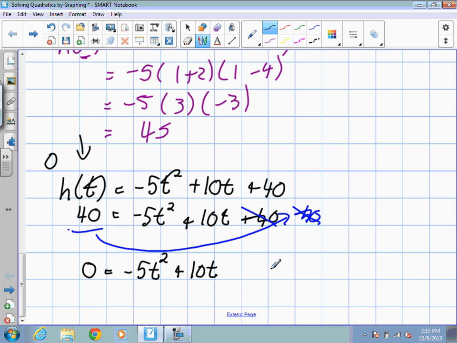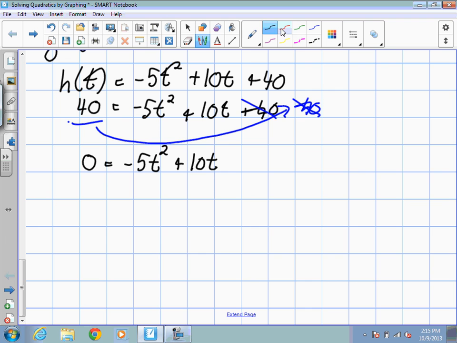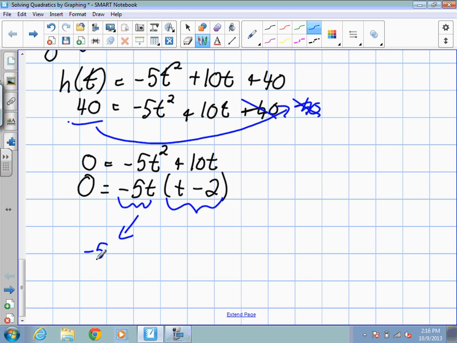So here we can take a common factor out. What common factor can we take out? That's right, negative 5t. We take negative 5t out, we're left with t minus 2. Good. It's still equal to 0. I want you to think of this as a factor and this as a factor. This is where we're going to split again. We're going to set negative 5t equal to 0, and we're going to set t minus 2 equal to 0.